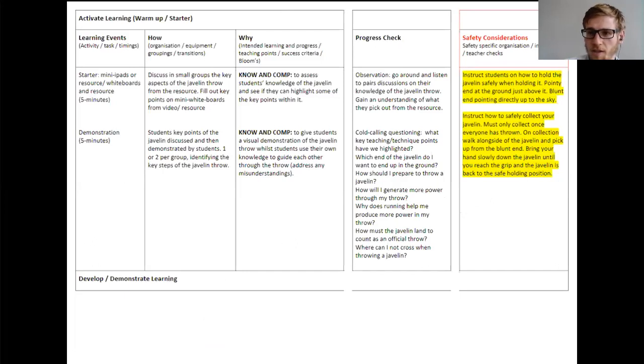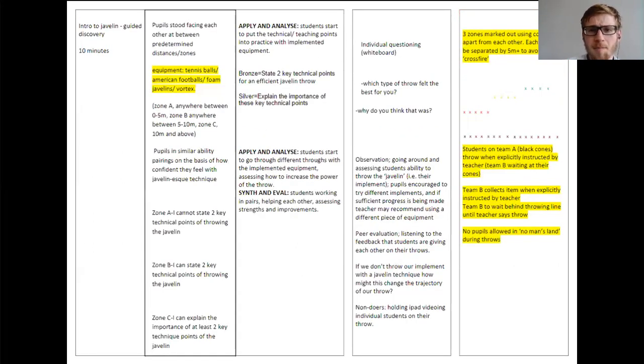So firstly, if I look at the safety considerations, even though pupils weren't actually throwing javelins per se, obviously items are still being thrown, so pupils still need to be instructed on the safety points, so pupils feel like the environment's not just stimulating and fun and engaging, but also that they're obviously going to be safe. So even though the pupils weren't actually throwing proper javelins, there were still expectations set in terms of how pupils would collect their javelins.